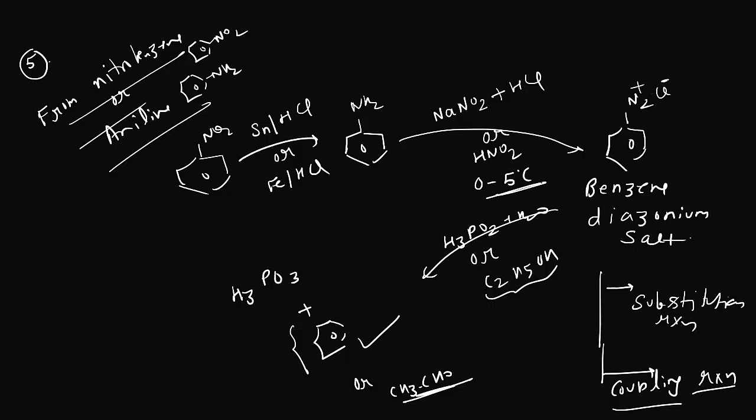Both are important compounds. Benzene diazonium chloride. Unfortunately, RN2+ is unstable, where R is alkyl. RN2+ is unstable, and mostly that RN2Cl gets converted into ROH. That reaction also we will discuss in alkyl and aryl halides. Till then, copy this and keep it.